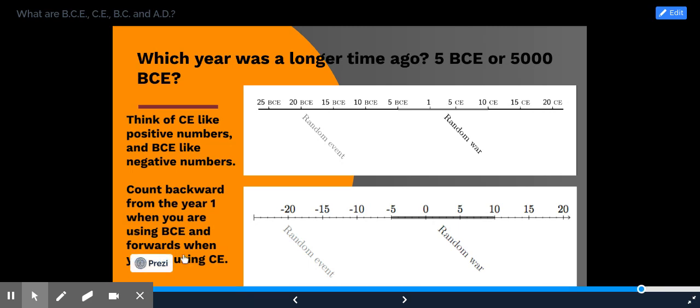And I showed this other little timeline. Even though this timeline has 0, just pretend it's 1, right? But this shows you how it's just like negative numbers in our math classes, right?